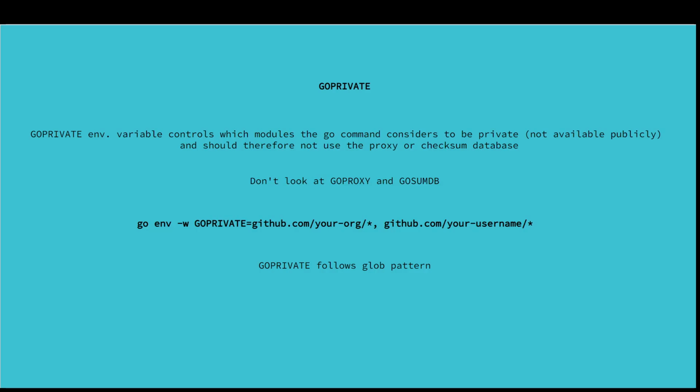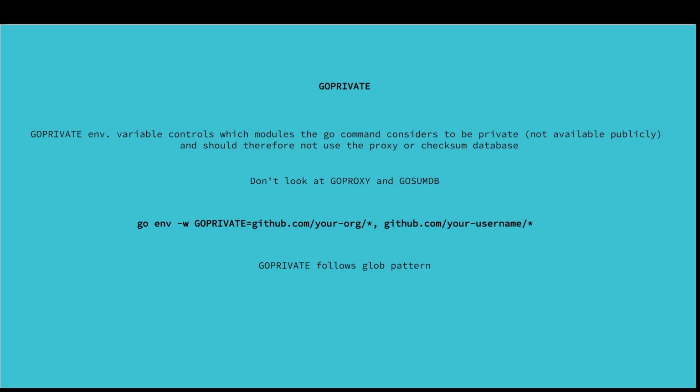You can set it to github.com/your organization name and asterisk, or your username and asterisk, and go private follows a glob pattern. Basically, it accepts a wildcard character, so I just give my organization name with the wildcard character, and all the repos under this organization are private, so don't look at the go proxy and go sum.